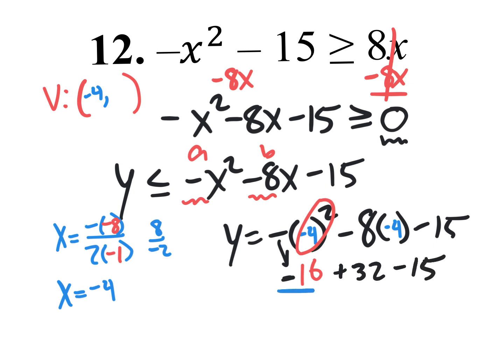From left to right, negative 16, you owe somebody $16, but you have 32. You could pay them off. You will have 16 left over. Bring down the minus 15. That's going to be a 1. So the vertex y value is 1.